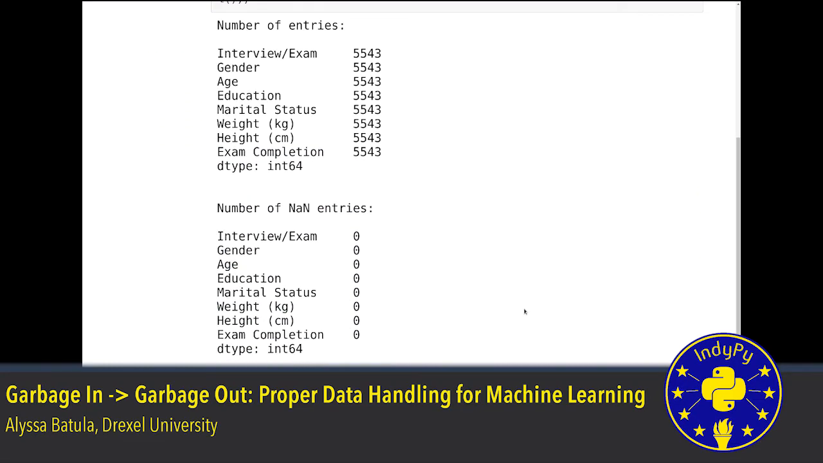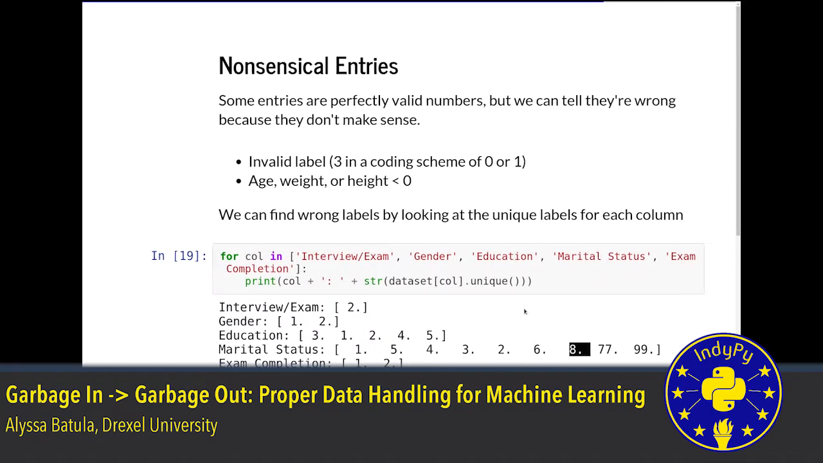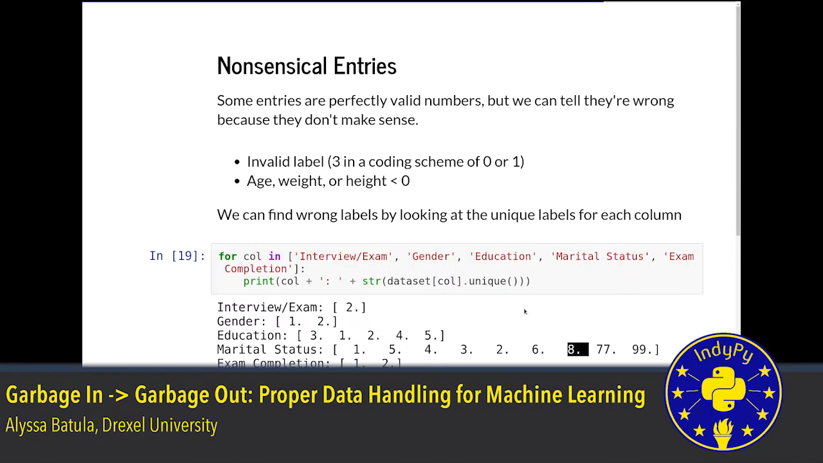Nonsensical entries are some of the most interesting ones to talk about. They're things where the data don't make sense. And as I mentioned before, as we go on, it's more and more important that you know about your data. There are some trivial examples of what might be a nonsensical entry. If something can be labeled a 0 or 1, and you have a label of 3, that's clearly a mistake. If the age, weight, or height is less than 0, also clearly a mistake.